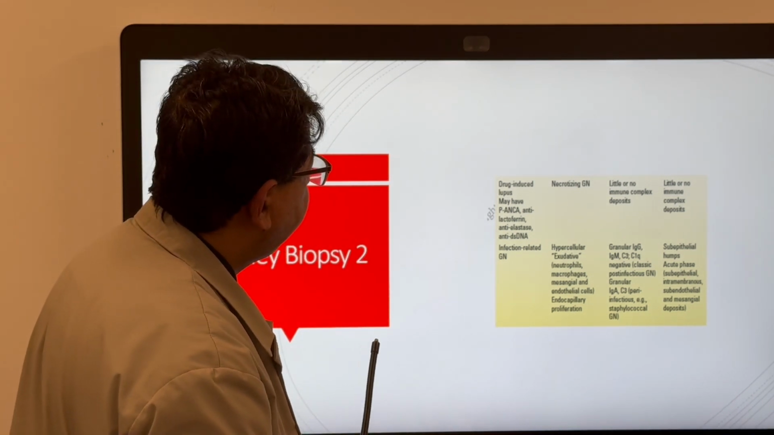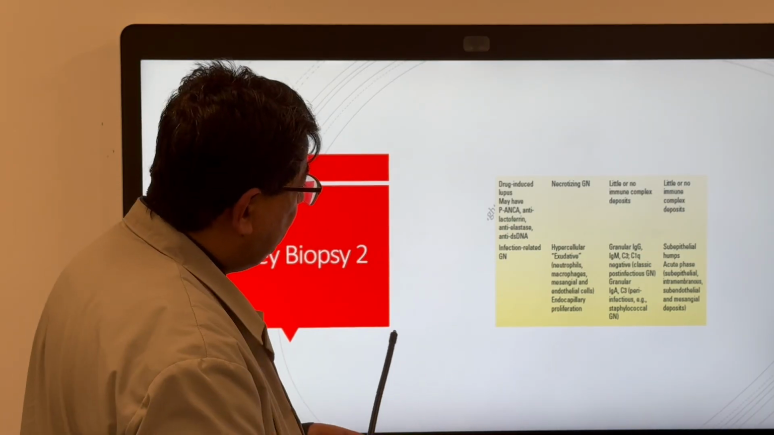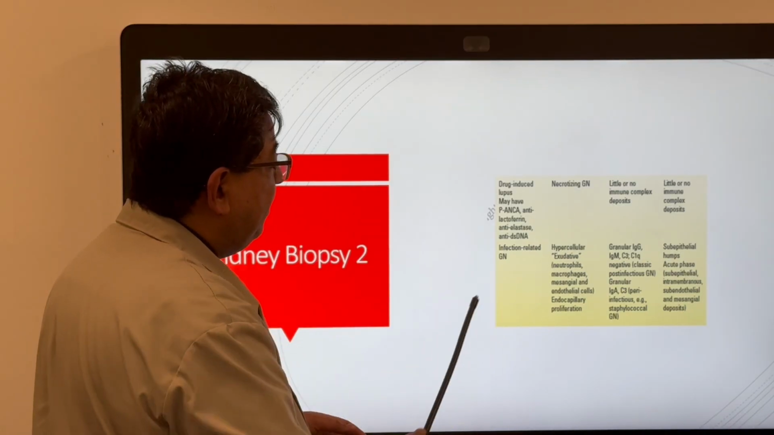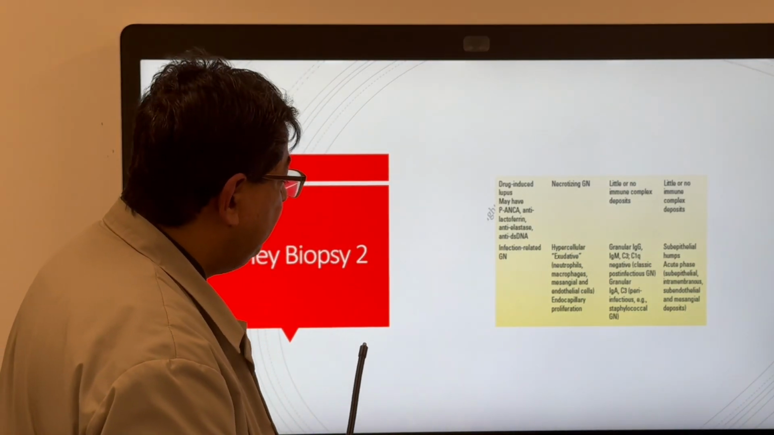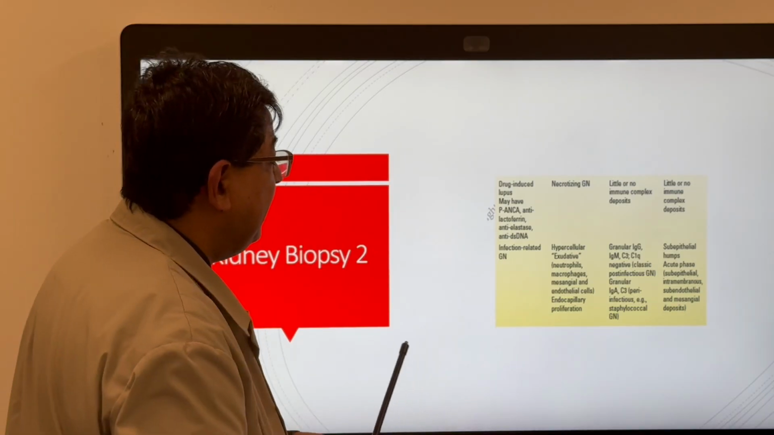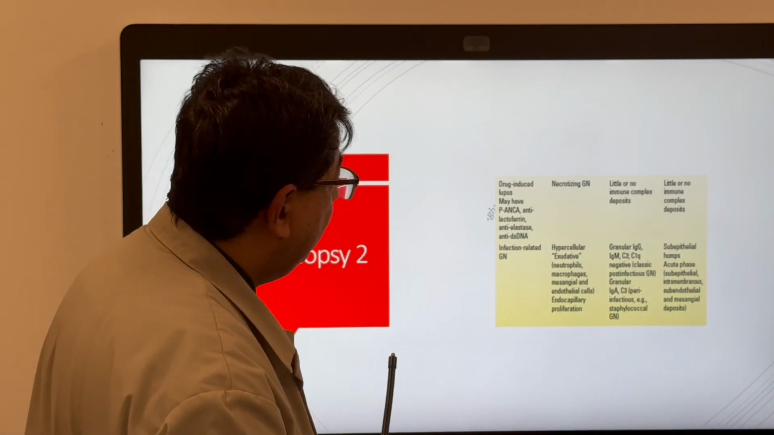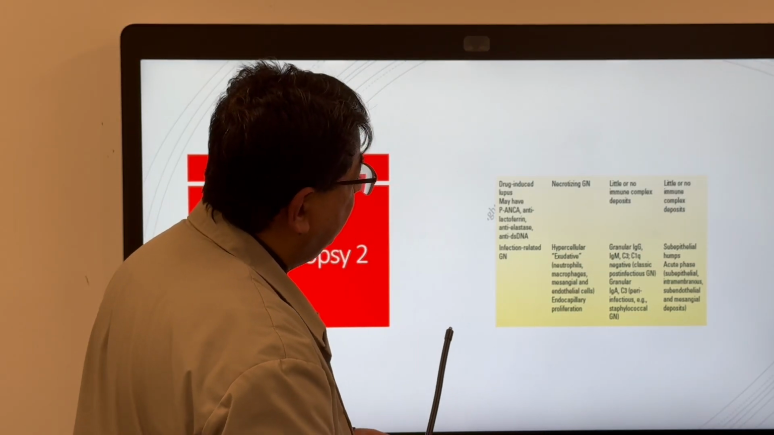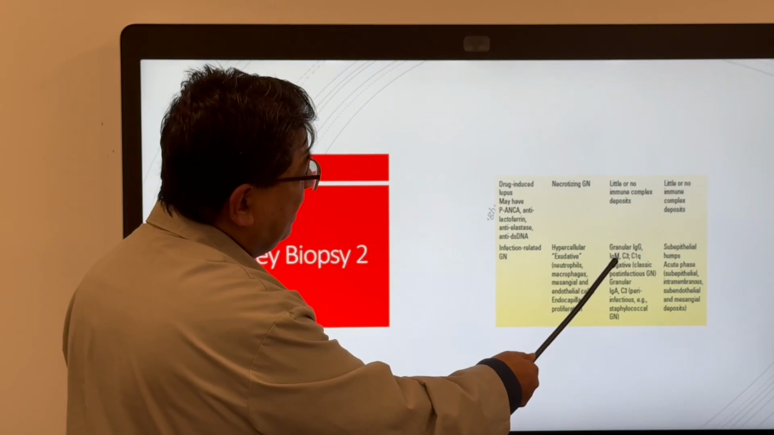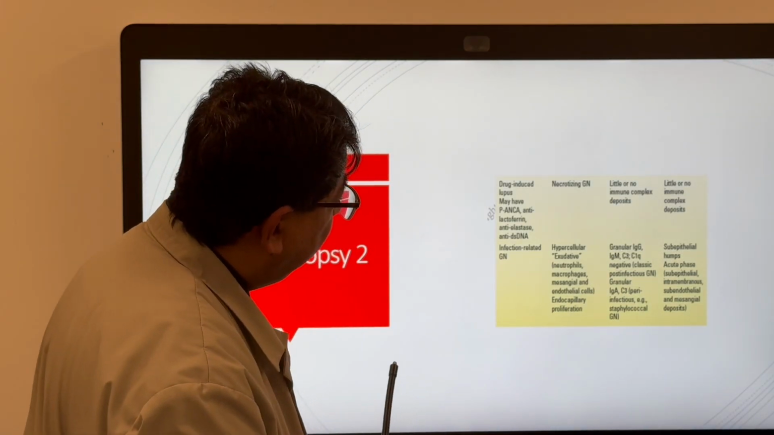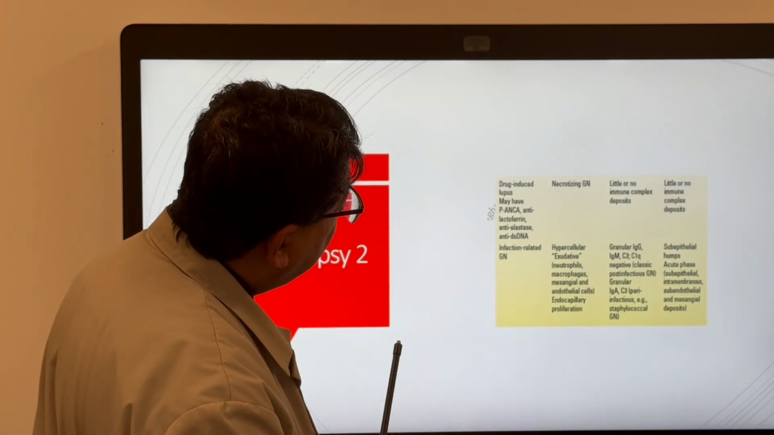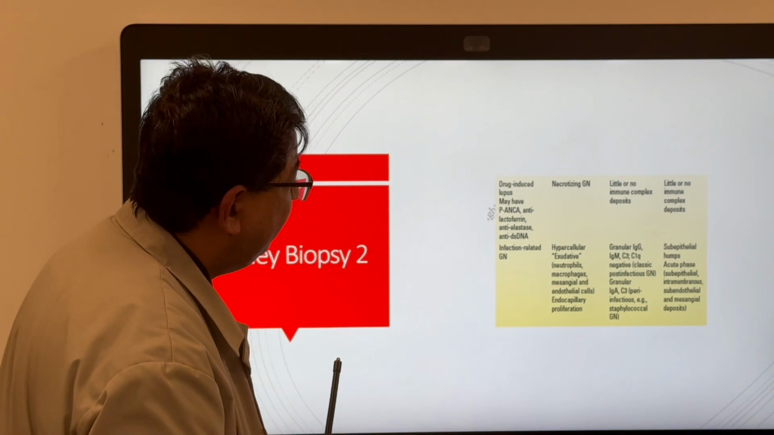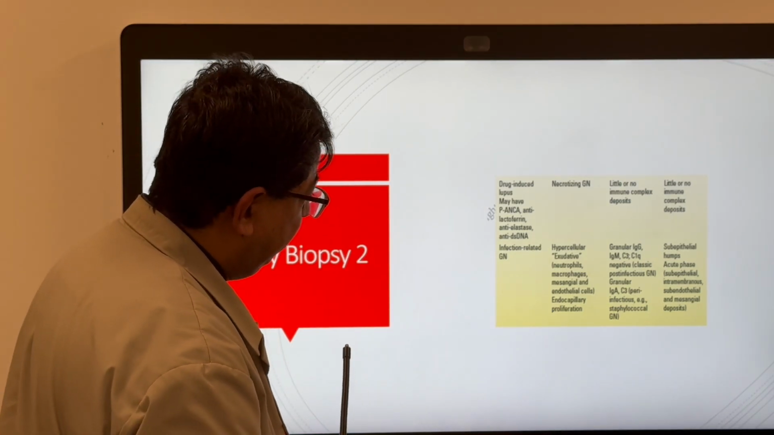And then in infection-related GN, this will be exudative. So you'll typically see neutrophils, macrophages, mesangial and endothelial cells. And then again, you'll see endocapillary proliferation. If it's classic post-infectious GN, you're going to see granular IgG, IgM, and C3. And then in staphylococcal or other peri-infectious, you're going to see IgA and C3.